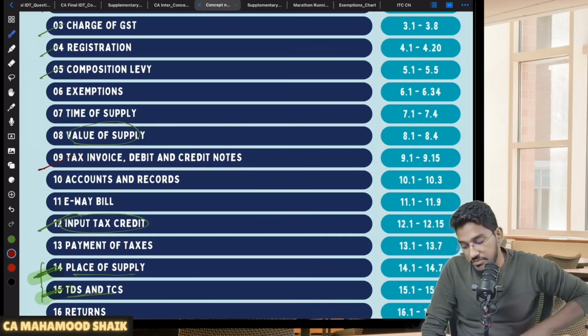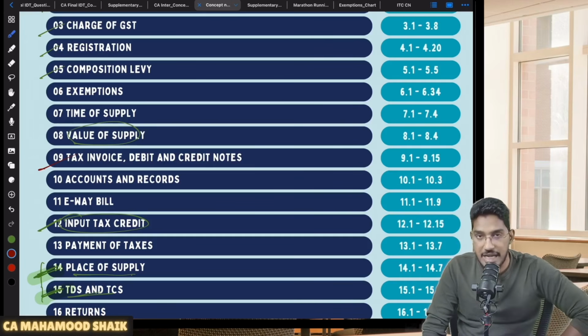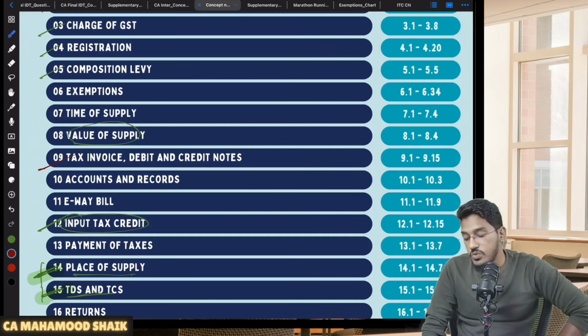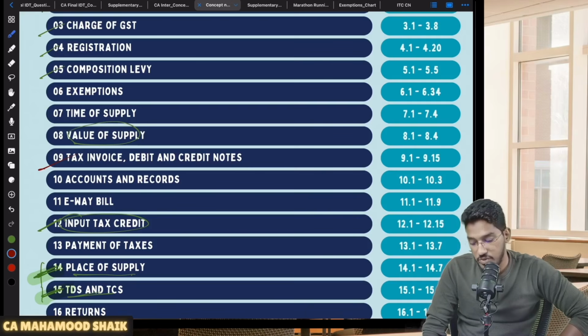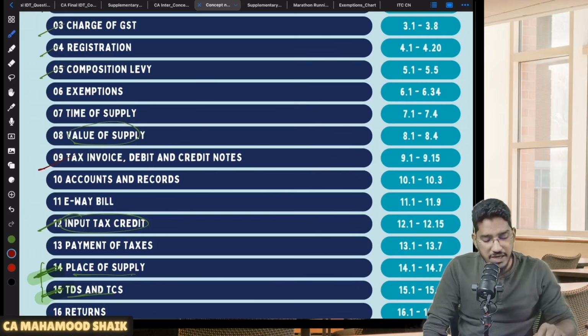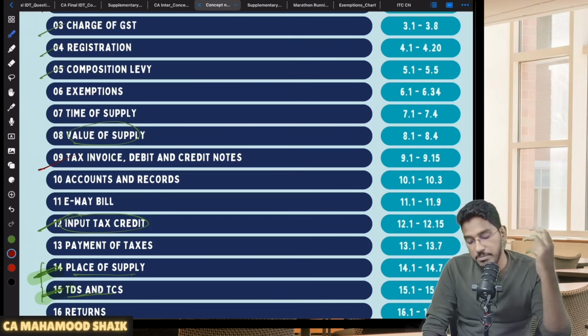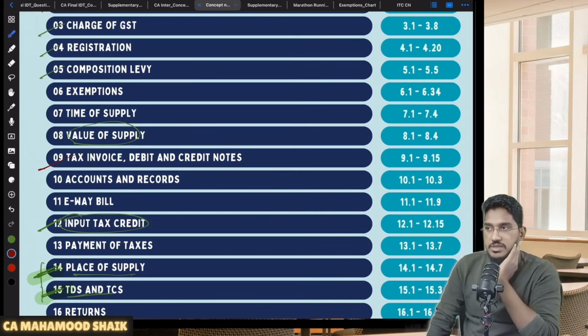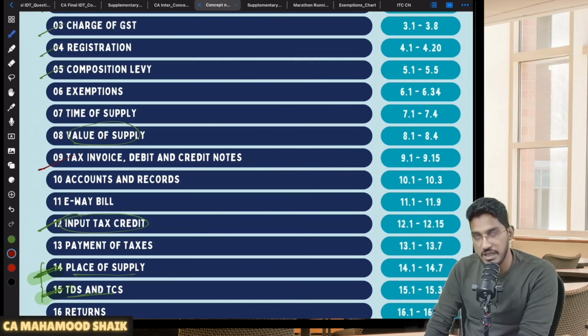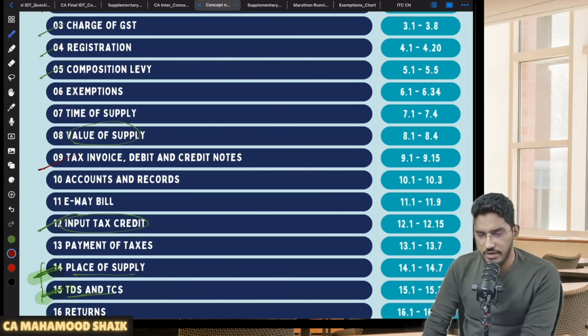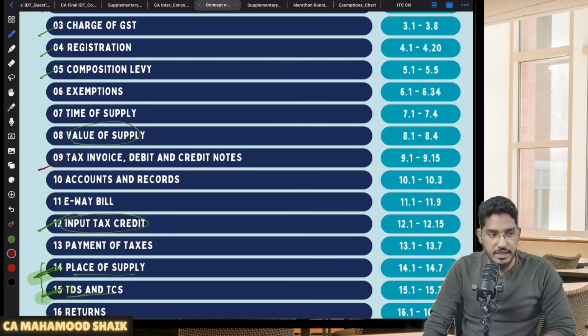So one more last chapter which I will pick up for the live session is tax invoice, debit and credit notes. So we will try to do this quickly. Once we are done with tax invoice, debit and credit notes, we will wind up the live sessions. Thereafter, exemptions I will definitely do. Not all exemptions, I might not be able to do it, but a bunch of important exemptions I will pick up, and I will upload that video. I will not do it in a live session.